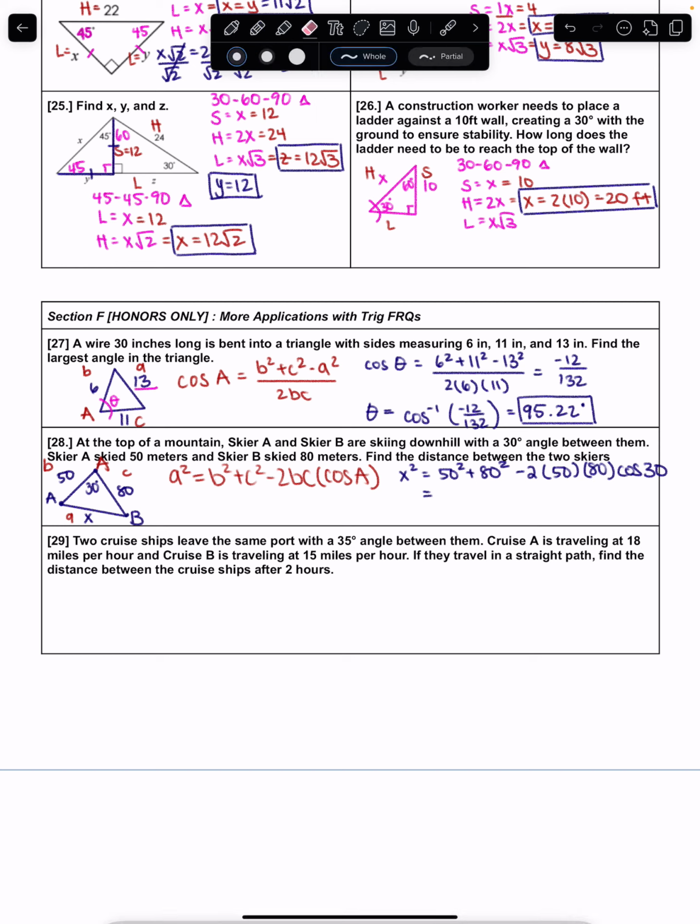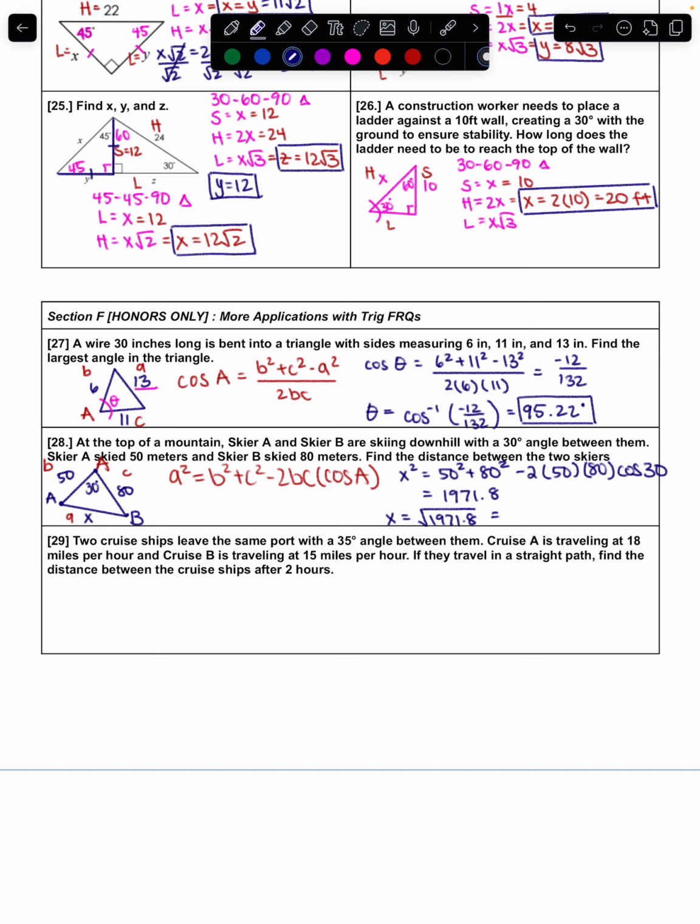Okay, I got, let's see, 1971.70, let's just round that up to 1971.8. Okay, that is my x squared. So in order to find x, I have to square root that.